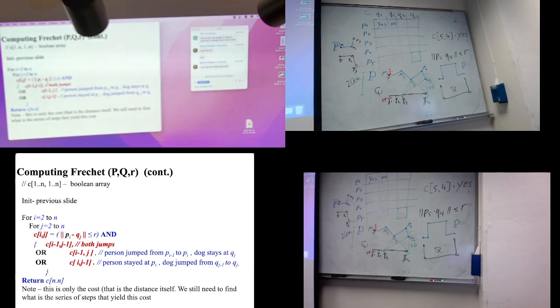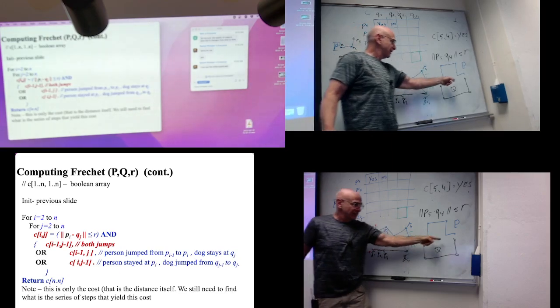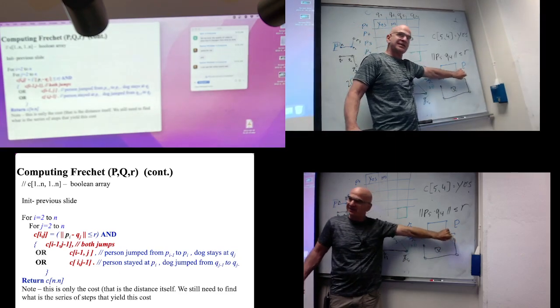So what's the rule of the condition? When can I say that this is yes? Well, I pass the first condition of what happens at this distance.